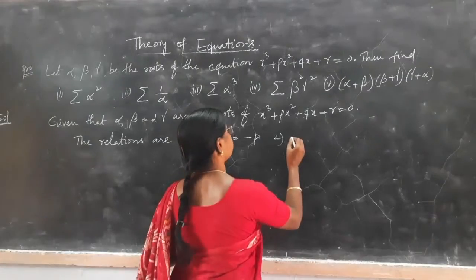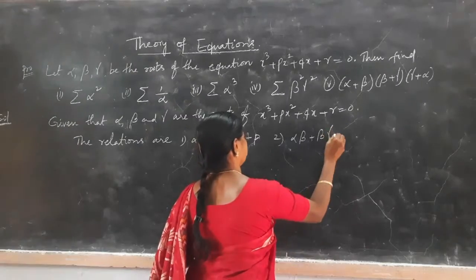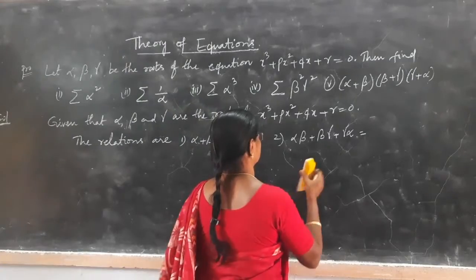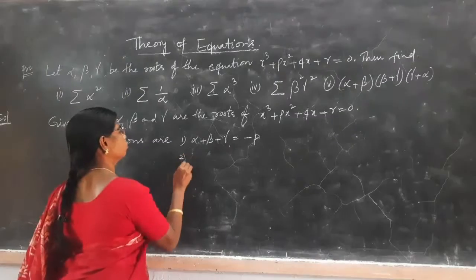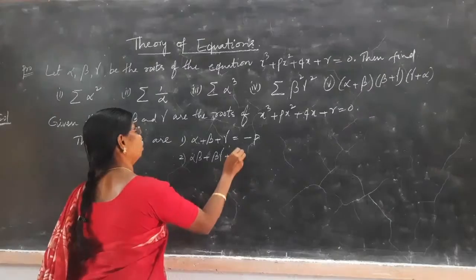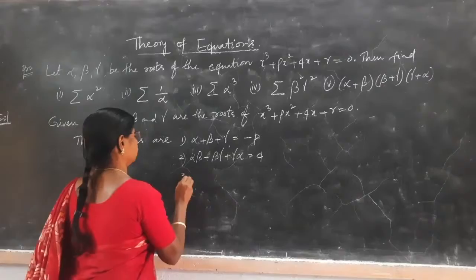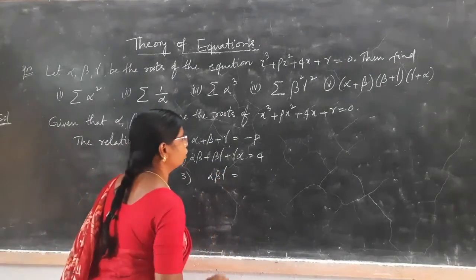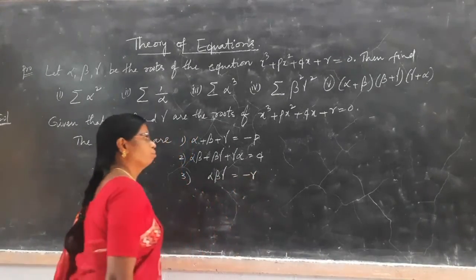Next, S2. What is S2? For S2 we take two roots at a time: alpha beta plus beta gamma plus gamma alpha. S2 is equal to P2. P2 here is q. Next, S3, alpha beta gamma, is equal to minus P3, which is minus r.